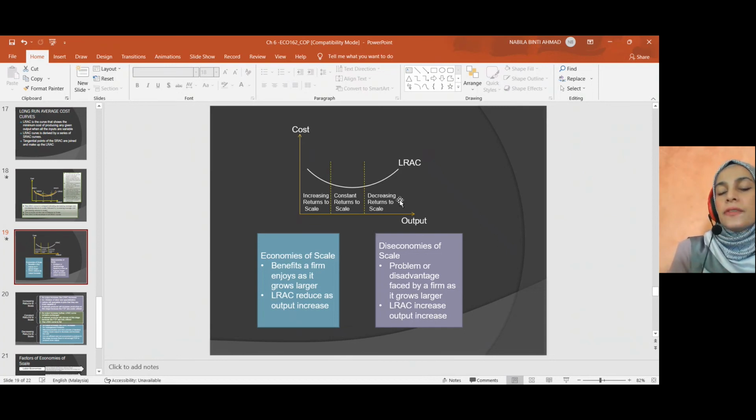Jadi di sini, the firm may experience law of returns to scale, sama ada experience economies of scale atau diseconomies of scale. So apa itu economies of scale? Dia adalah benefit a firm can enjoy as it grows larger. Maknanya as output increases, the long run average cost decreases. Diseconomies of scale pula, problem ataupun disadvantage faced by the firm as it grows larger, contohnya long run average cost akan meningkat as output increases.